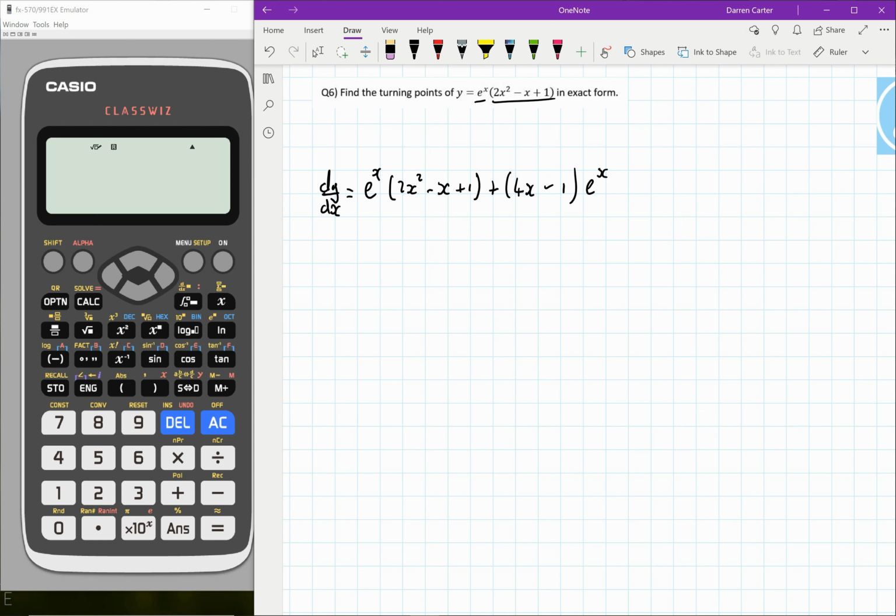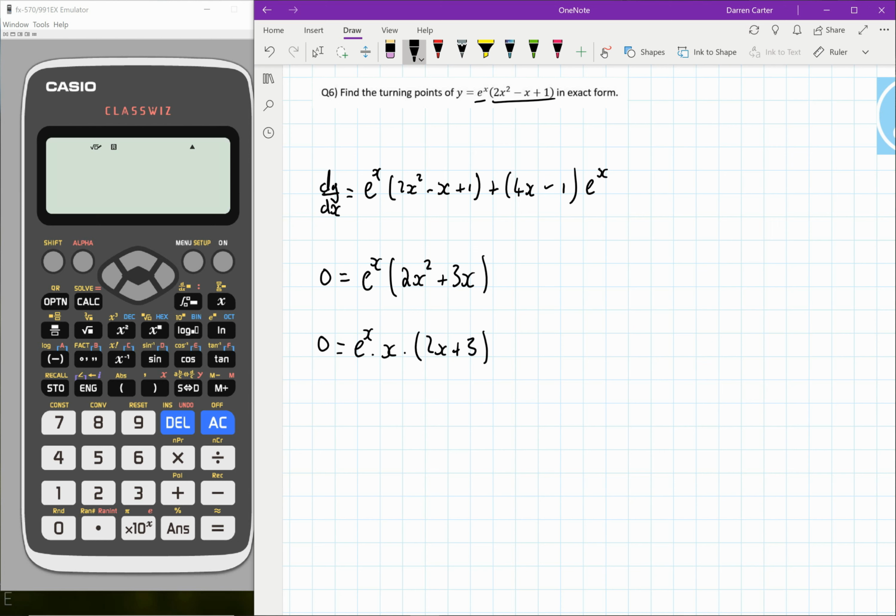I want to find when my derivative is 0, which are going to be my turning points. So 0 is equal to, both these terms have an e to the x in, so I'm just going to factorise that out. And then I can collect like terms in these 2 brackets. I have 2x squared. I have minus x plus 4x, which is 3x. 1 minus 1, which is 0. Okay, now this is quite nice. I can factorise this a little further. 0 equals e to the x, and x could come out that bracket, leaving me 2x plus 3.